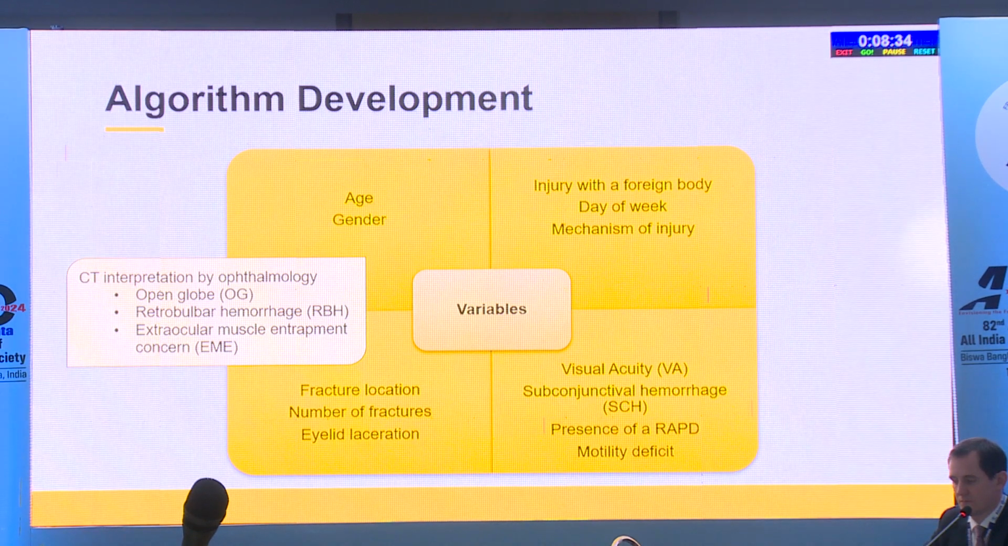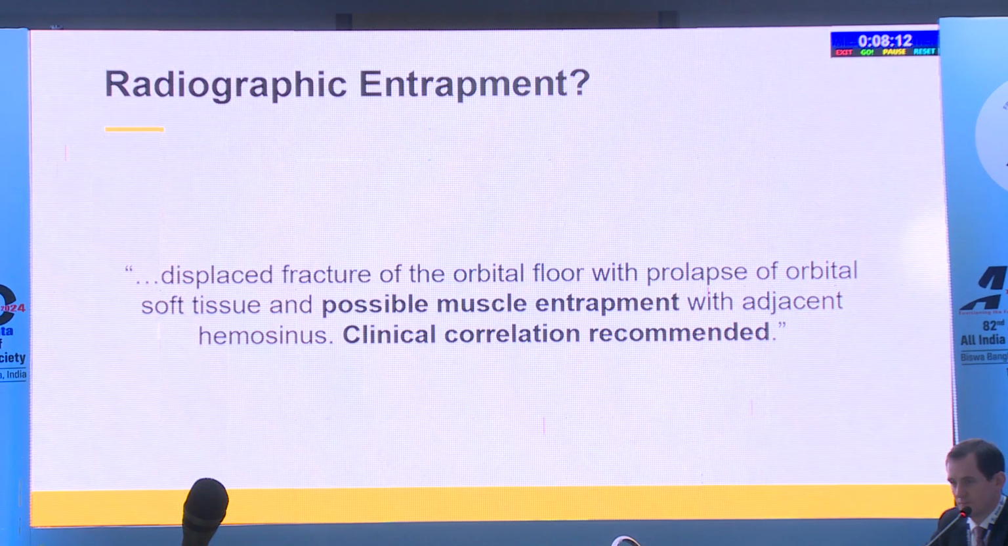So CT evidence of an open globe injury, things like a flattened globe or intravitreal hemorrhage, retrobulbar hemorrhages, and then extraocular entrapment by CT. That's a little bit controversial, I think, right? Because we always say extraocular muscle entrapment is really a clinical diagnosis. Which is why a lot of times you see CT reads by the radiologist that say displaced fracture, possible muscle entrapment, clinical correlation recommended, right?